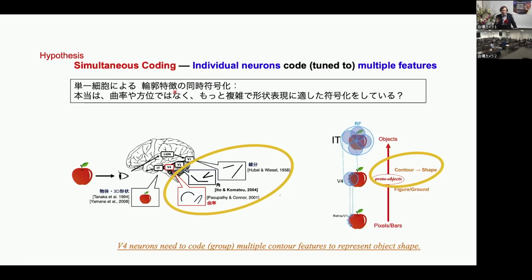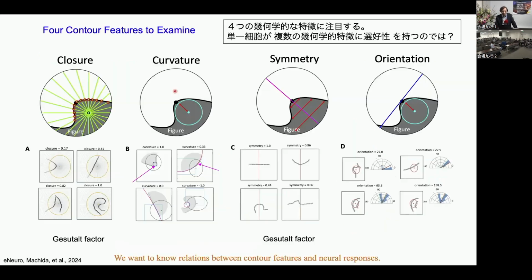Objects often consist of multiple features. And here we focus on the contours. So we actually measured the contours within the natural images. We focus on these four features: closure, curvature, symmetry, and orientation. Among them, closure and symmetry are Gestalt factors, which have been known for their importance in shape perception. And actually, this is the first time that people investigate the selectivity to closure and symmetry in V4.